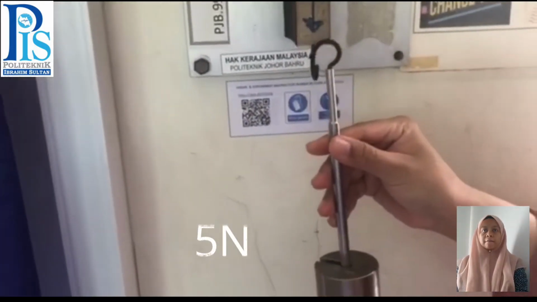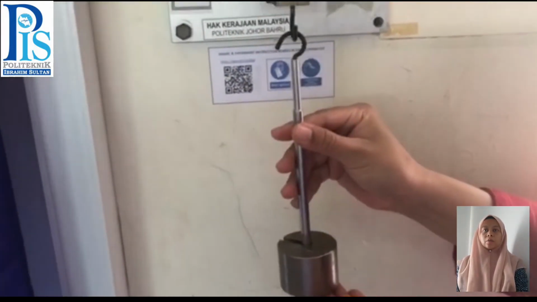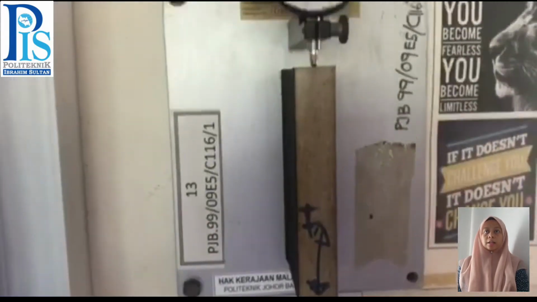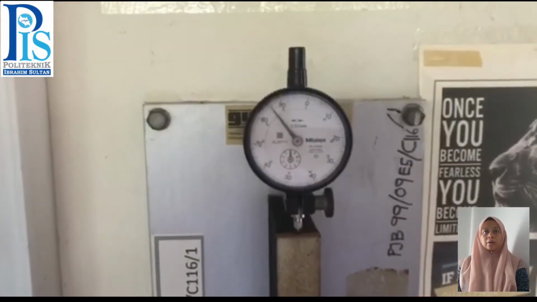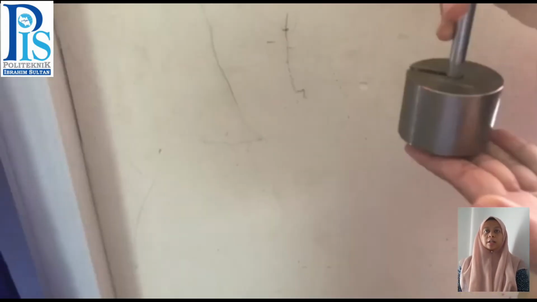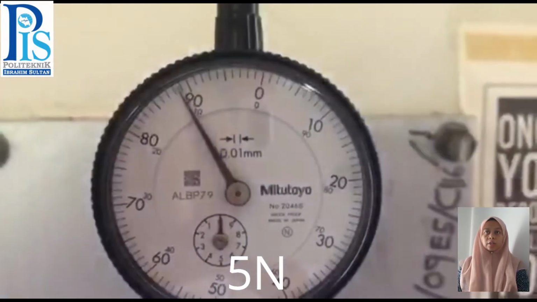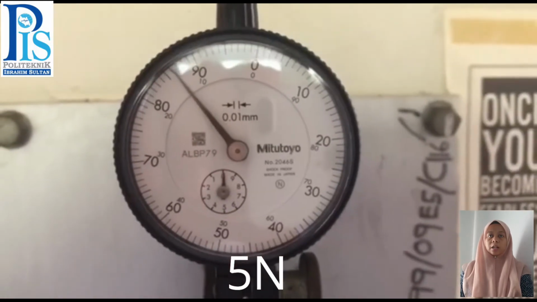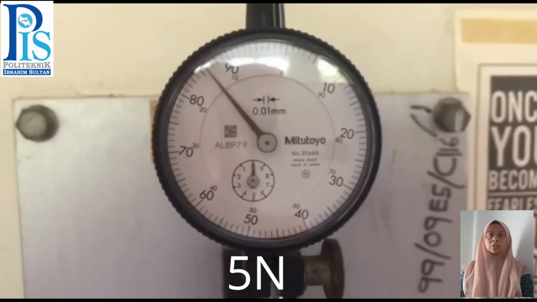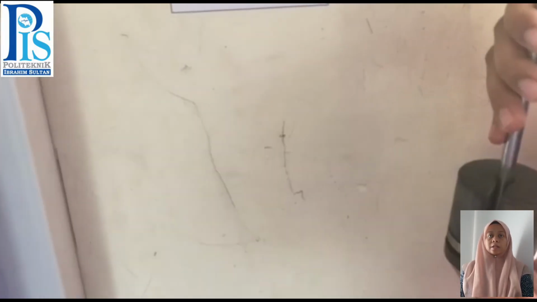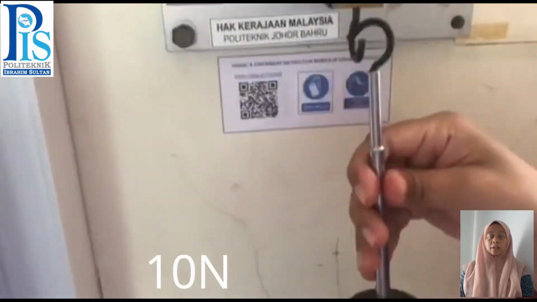Place a weight F on the hook starting with 5 Newton and get the dial gauge reading. Add weight in increments of 5 Newton until the total weight of 100 Newton, and record the dial gauge readings for each additional weight. Fill in the results into Table 1.1 in your lab sheet.